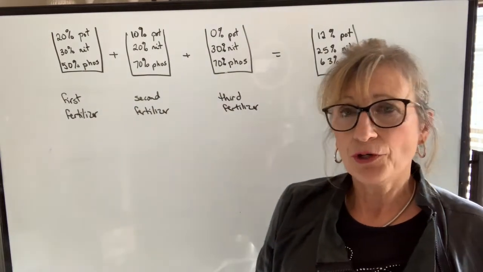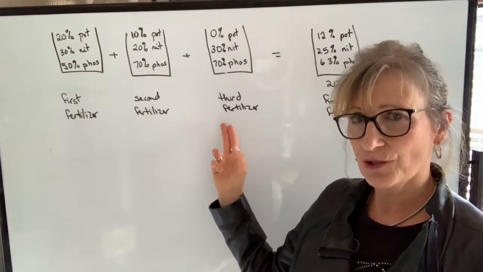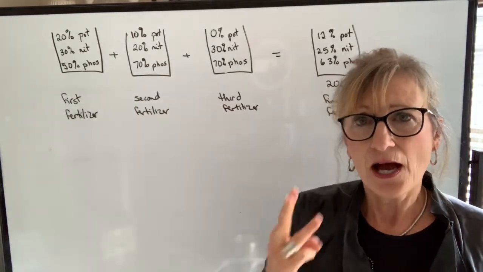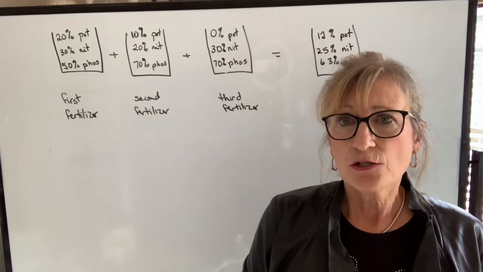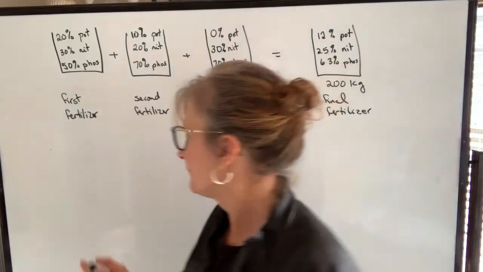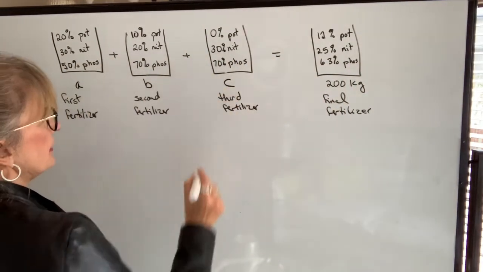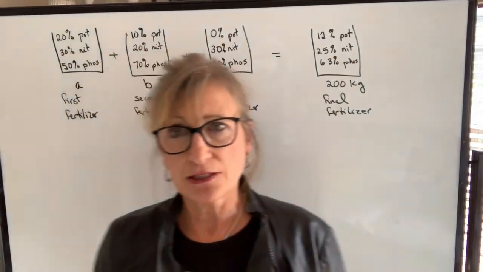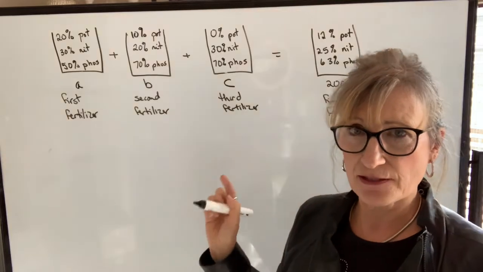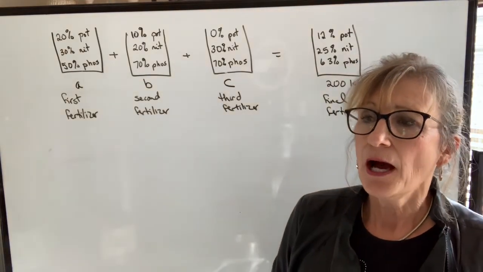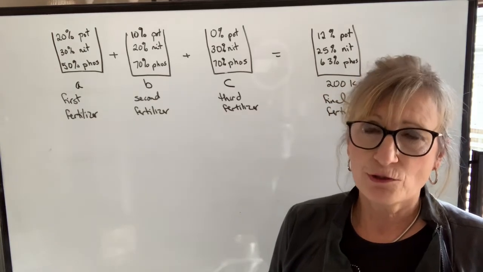So I want to know how much of the first fertilizer, how much of the second fertilizer, and how much of the third fertilizer. I have three unknowns, the amount of each of those three fertilizers. So I'm going to call them A, B, and C. And you can write a statement that introduces let A equal the amount of first fertilizer in kilograms, and so on. I actually have enough information here to get four equations.